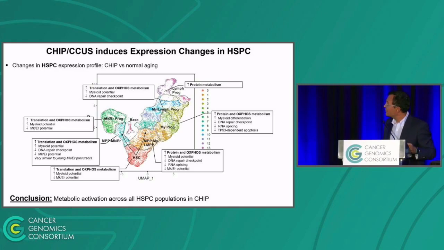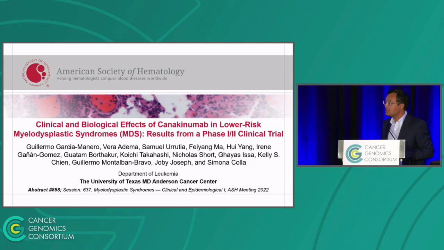So this is data from Dr. Simona Cola and Irene Gayan in our center. We're looking at, for instance, these single-cell maps, in this case in CHIP CCUS. So this is very interesting because we can characterize different cellular compartments, what their molecular pathways are, etc. So we thought that perhaps this could be a technique that we could deploy in the context of a prospective clinical trial.